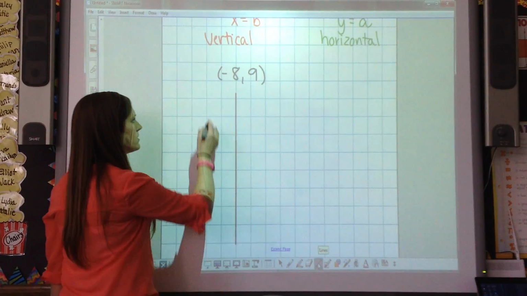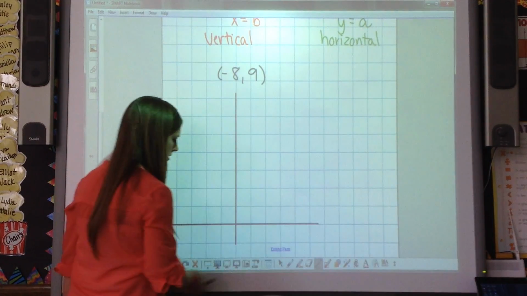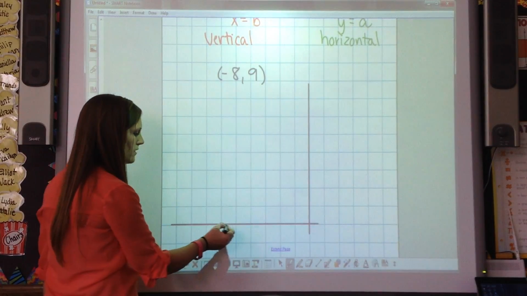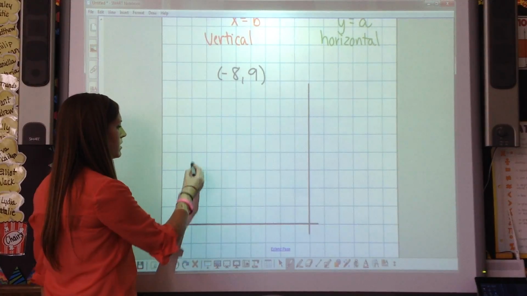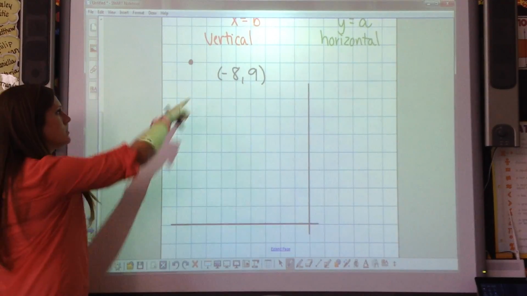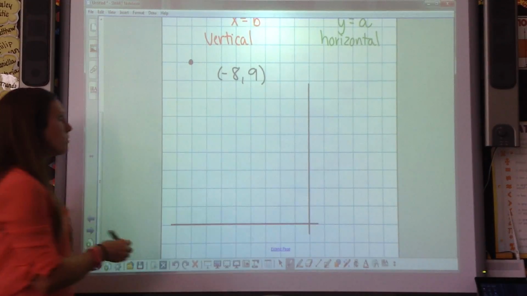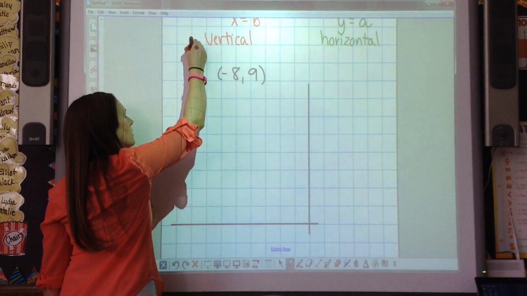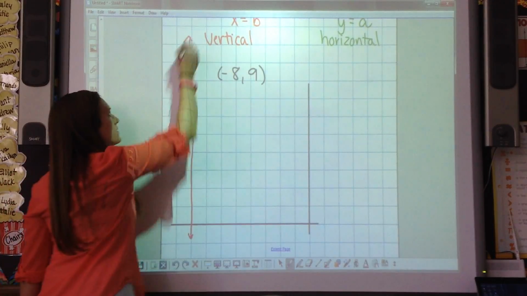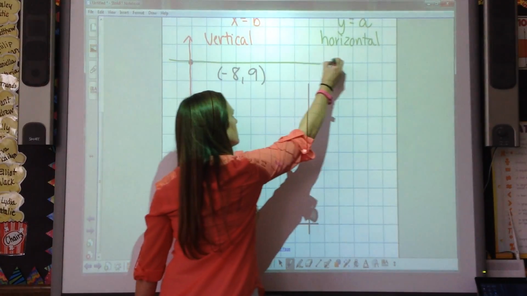So let's go ahead and graph this. (-8, 9). Okay, -8. 1, 2, 3, 4, 5, 6, 7, 8. 1, 2, 3, 4, 5, 6, 7, 8, 9. Ooh, that's a big graph. This is the ordered pair (-8, 9). What two equations would go through this point? Well, we have a vertical line. My straight tool doesn't work with the colors, so this is as neat as I can get it. And we have a horizontal line that goes through here.